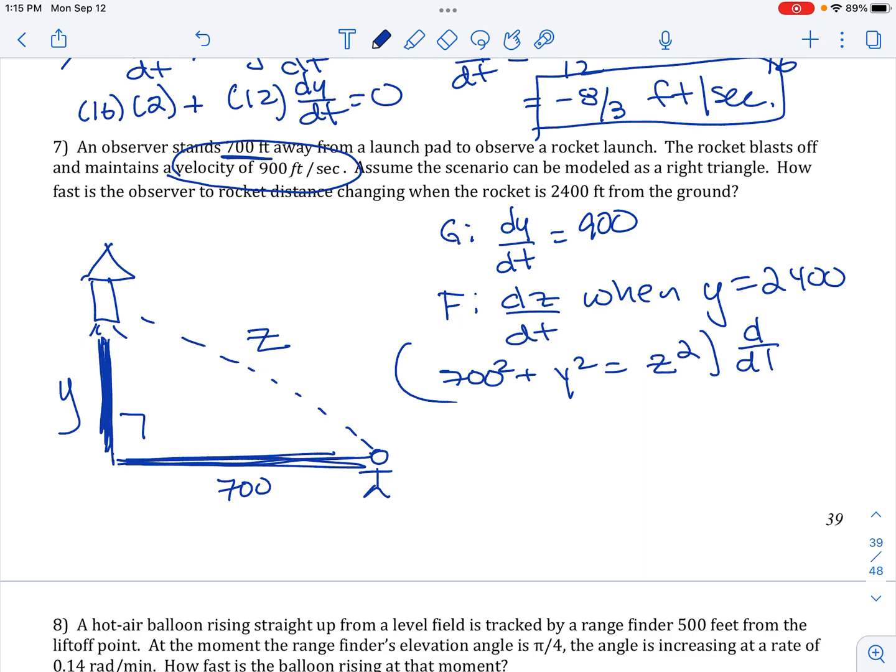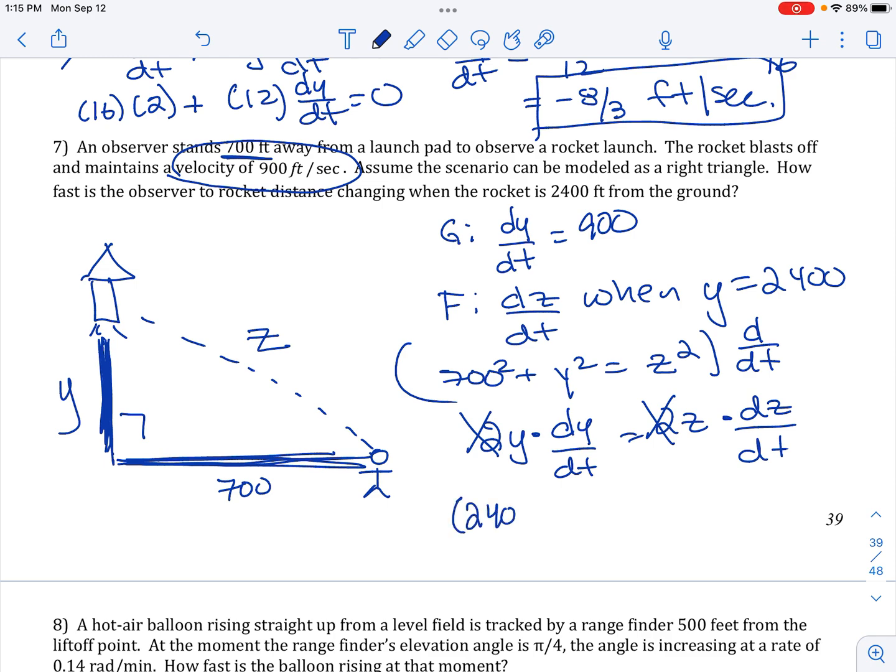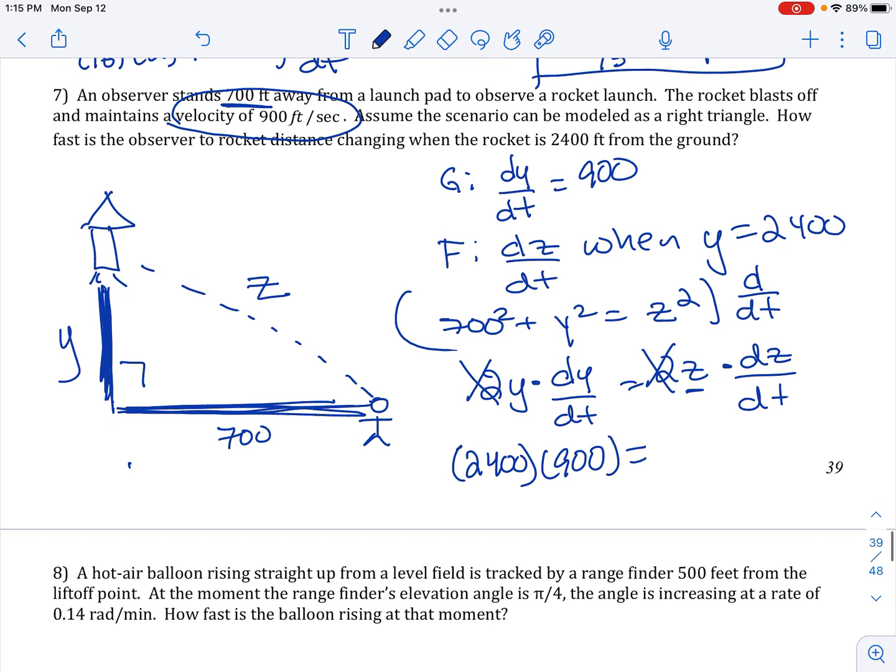Then you take your derivative with respect to t. The derivative of 700 squared is 0. I have 2y dy/dt equals 2z dz/dt. Again, just to make the numbers simpler, I'm going to divide out the 2 from both sides. And let's plug in what I have. I know y is 2,400. dy/dt is 900. I do not have z, but here's your right triangle again.